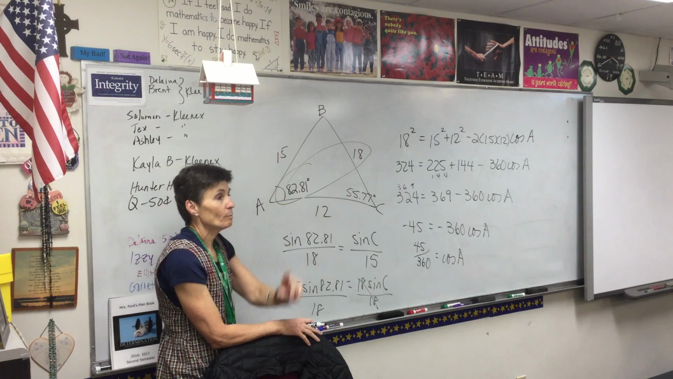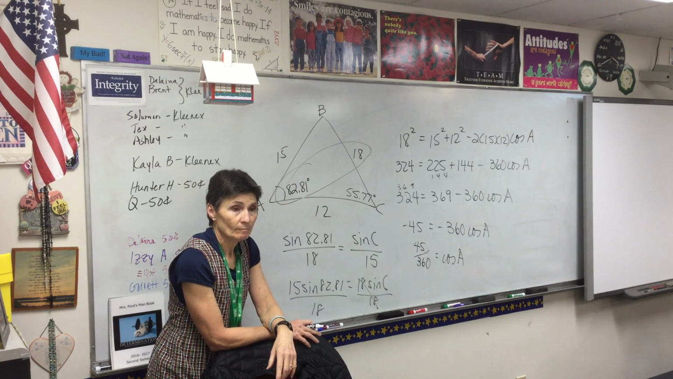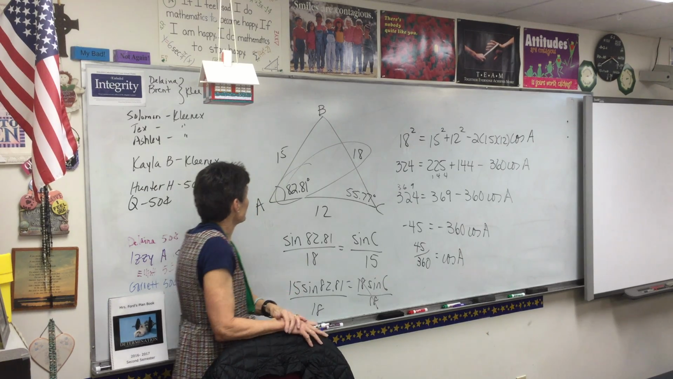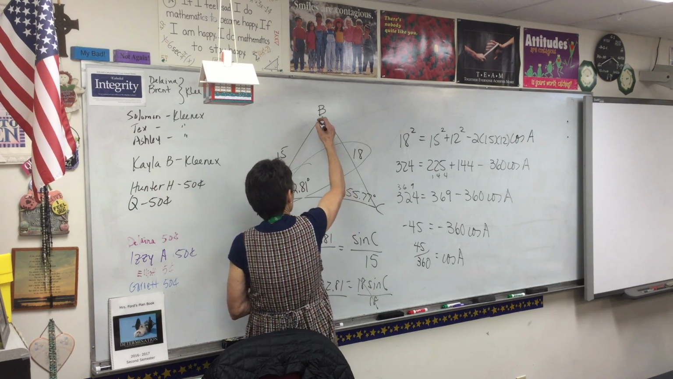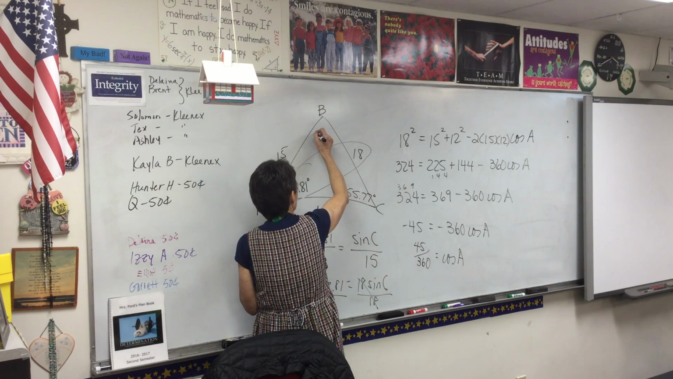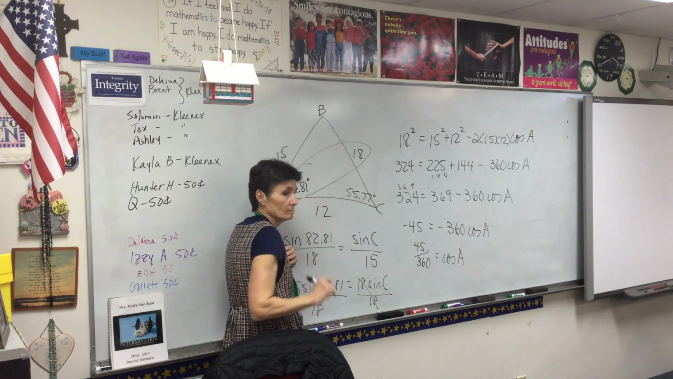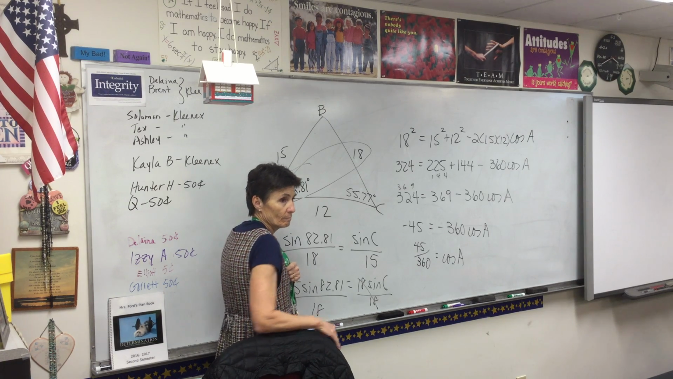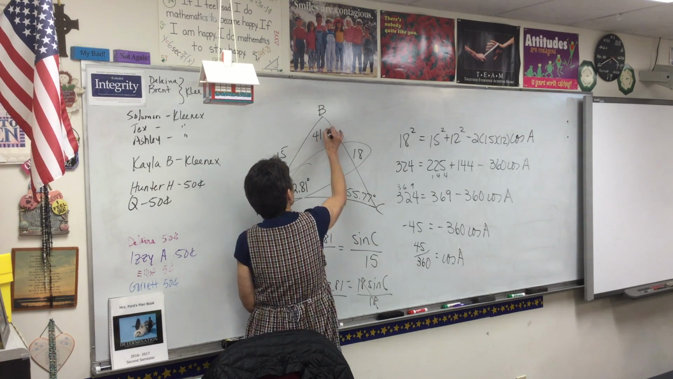And then what about angle B? Just add them all together and subtract from 180, and what do we get up there? 55. 41.42?